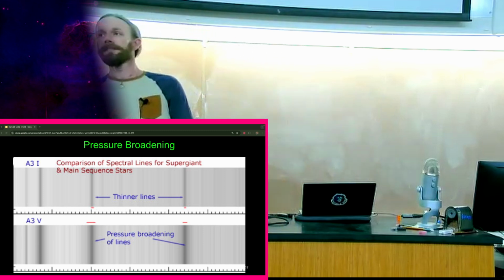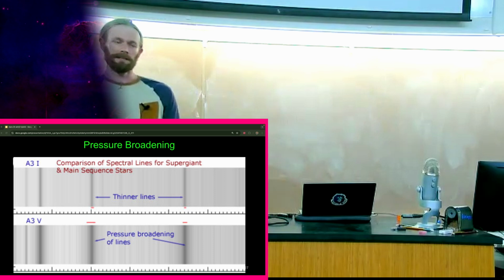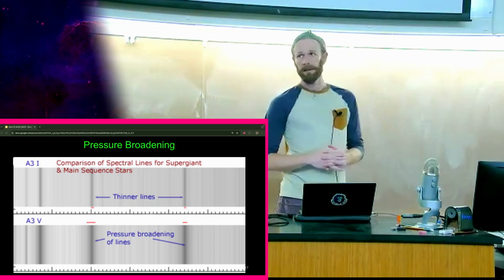So Thursday, we're going to talk about fusion, we're going to talk about energy, we're going to talk about powering the sun, and we're going to talk about powering the earth.